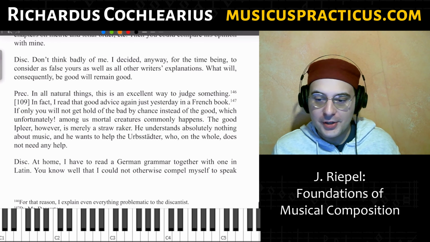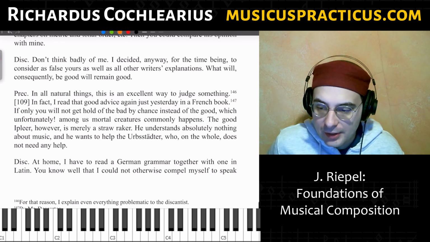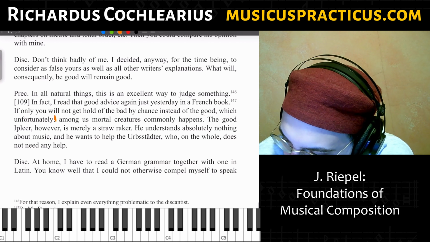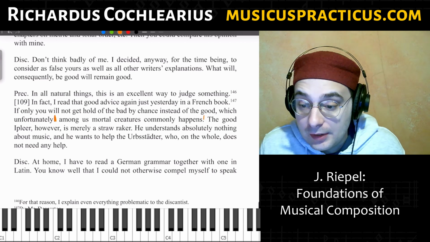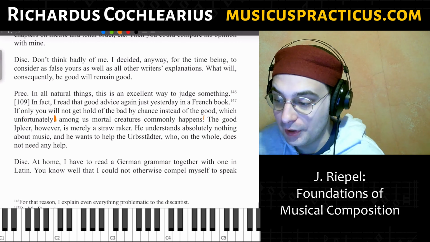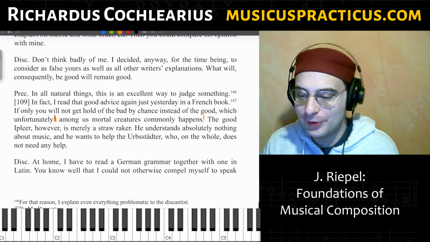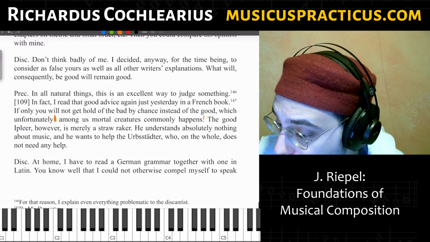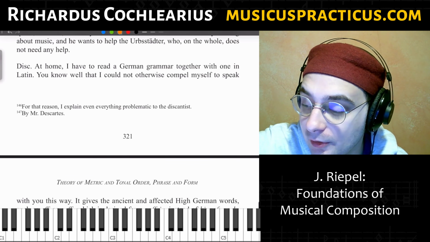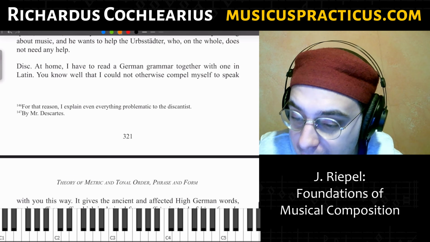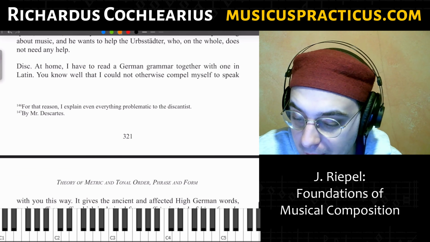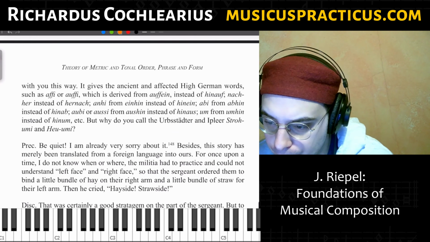So, which unfortunately among us mortal creatures commonly happens. I would say that this may be here actually. The good Hitler, however, is merely a straw racker. He understands absolutely nothing about music, and he wants to help the Upstarter who, on the whole, does not need any help. At home, I have read a German grammar together with one in Latin. You know well that I could not otherwise compel myself to speak with you this way.